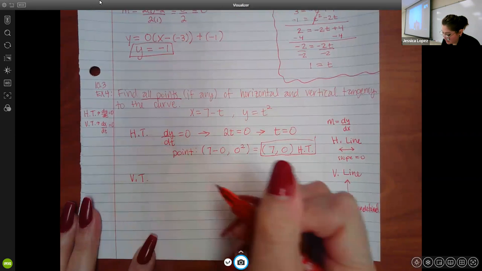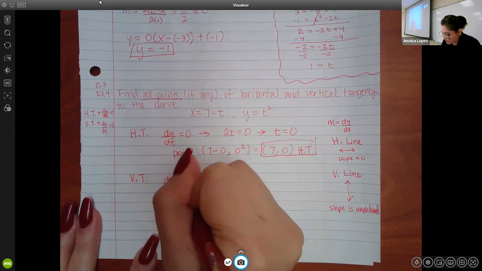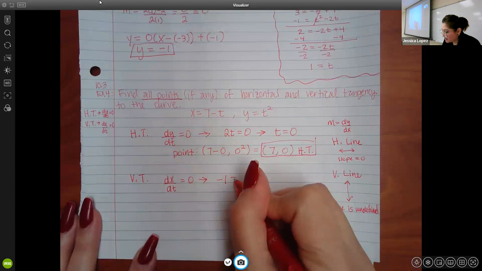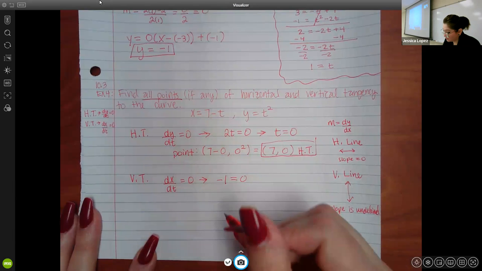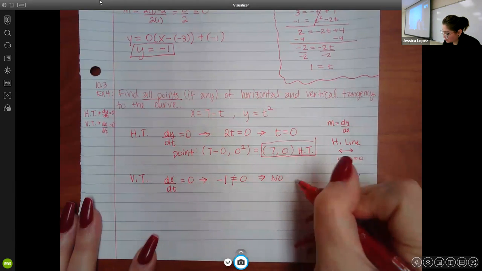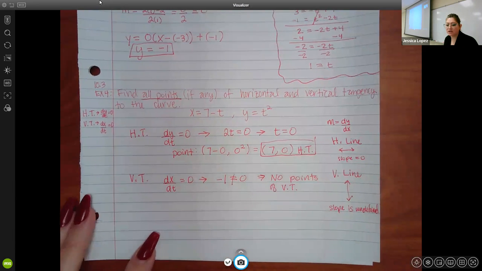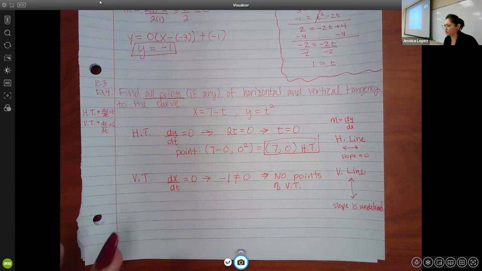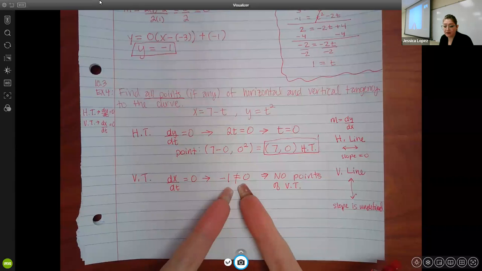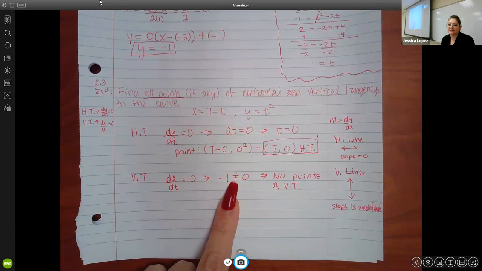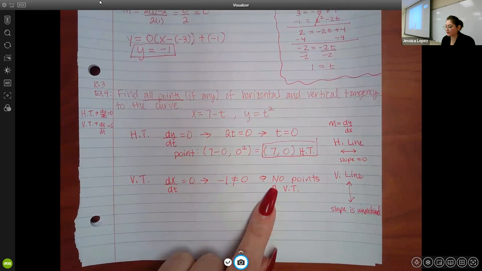Now for vertical tangency, that's going to be dx/dt equal to 0. If I take the derivative of x with respect to t, I would get 0 minus 1, or just negative 1. Can negative 1 ever equal 0? Never, never, never. So this implies that there are no points of vertical tangency. I think on the computer you just type none, or DNE, I don't know which verbiage they want. You couldn't give me a t value, which means you can't find a coordinate. You try to take this derivative, set it equal to zero and find that t value, but since there's no t, you can't find a t value and you can't find the points. So there are no points of vertical tangency.